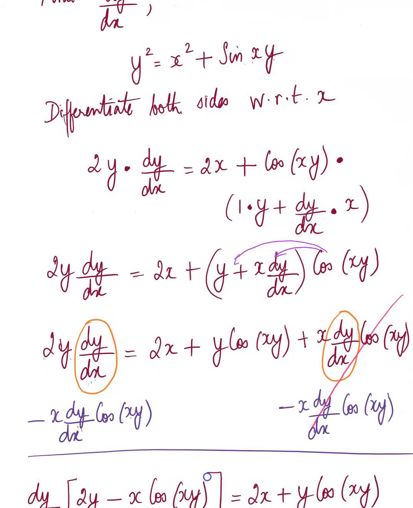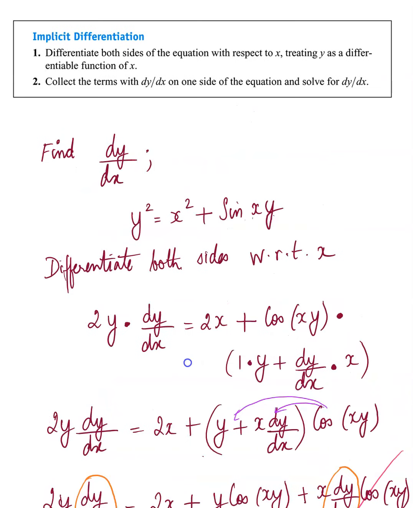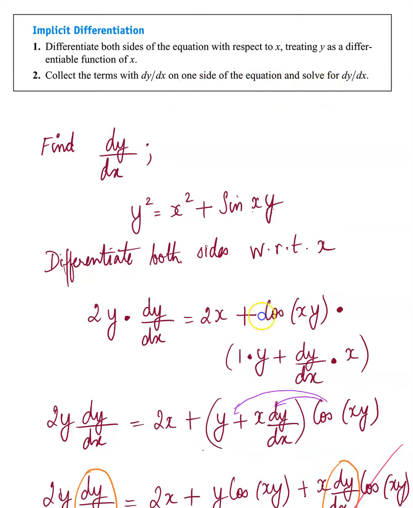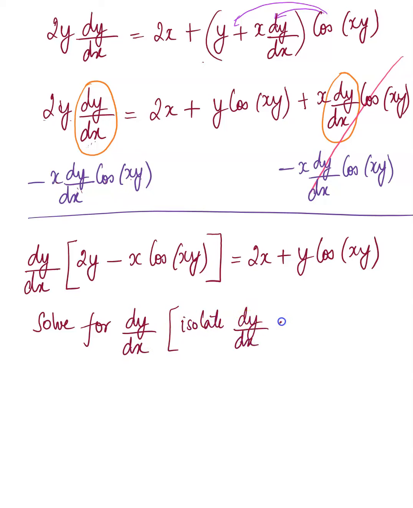And in step 2, if you come back here, it said collect the terms with dy over dx. We did that on one side of the equation. And solve for dy over dx. To solve means to isolate. So solve for dy over dx. Isolate dy over dx on one side of the equation. We know that that's the language.